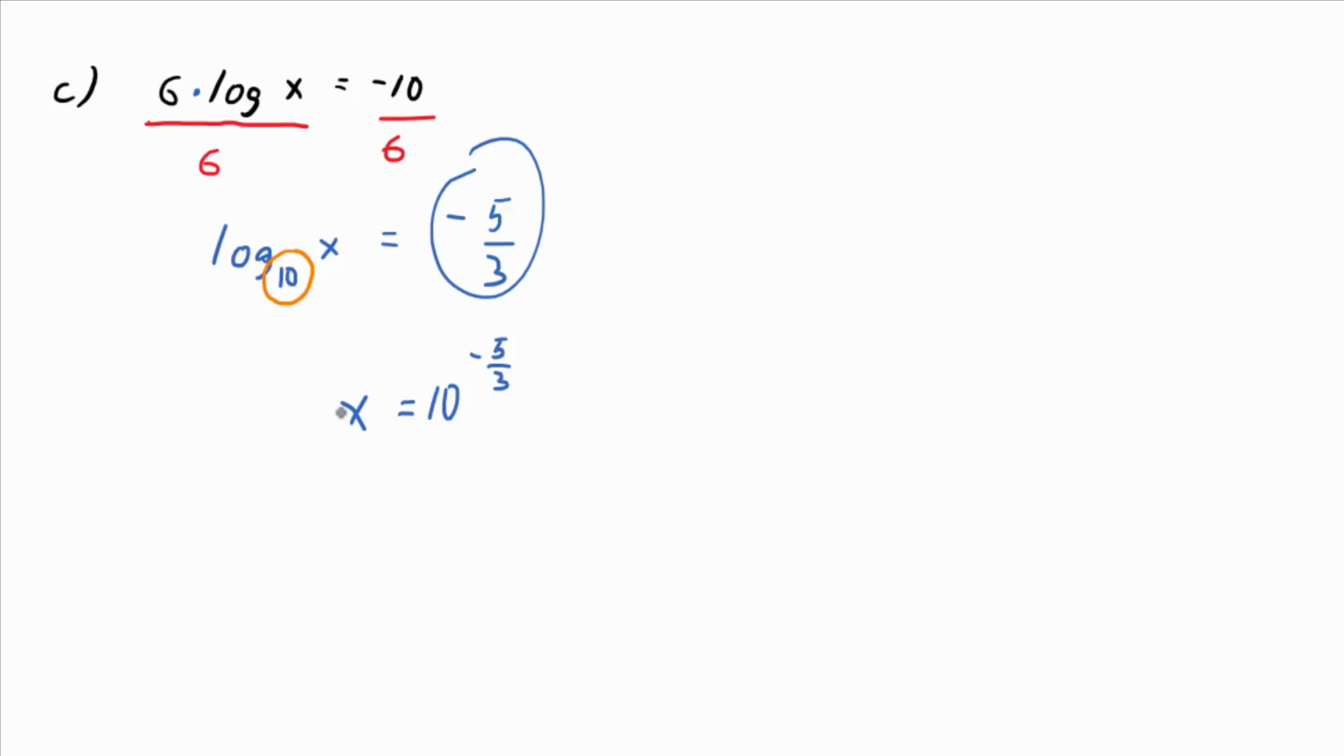Well, that doesn't simplify very easily. Just to remind you, what does the negative exponent mean? Yeah, so it's 1 over 10 to the positive 5/3. I'm just going to leave it there. You could play with that some more, but I'm just going to leave it like that.